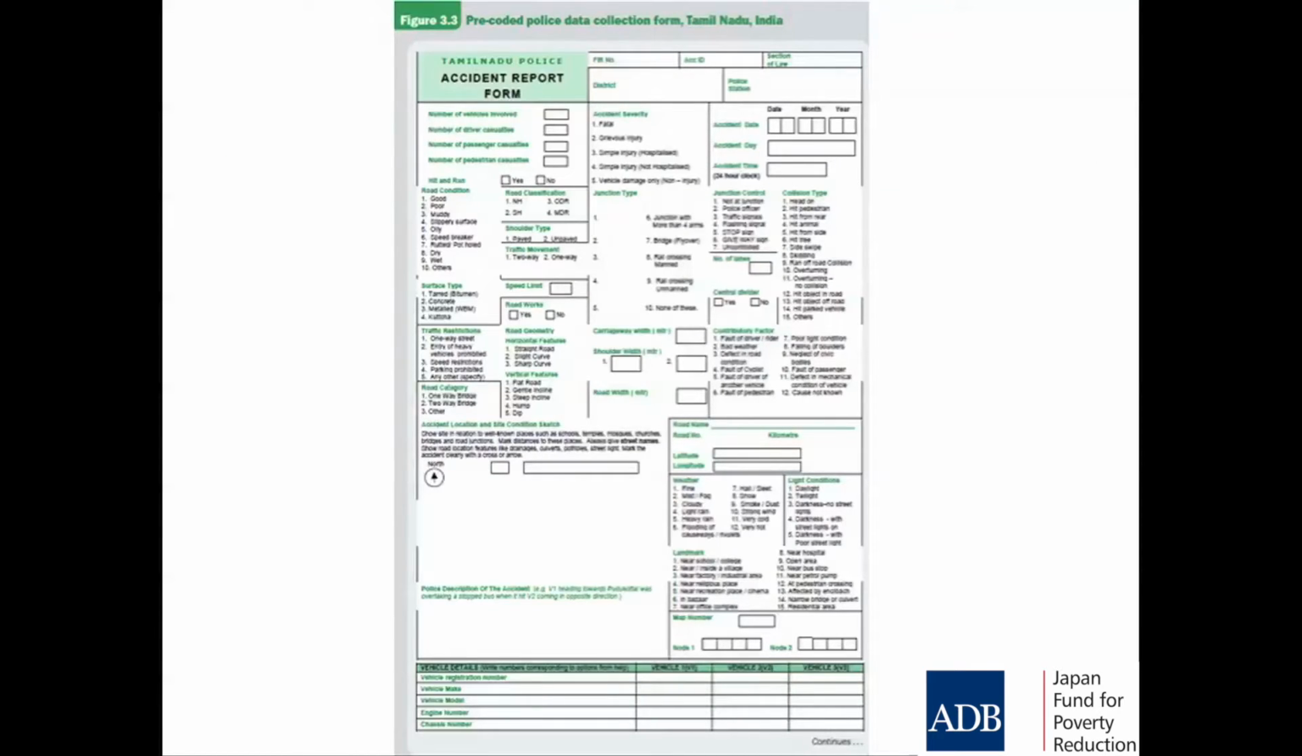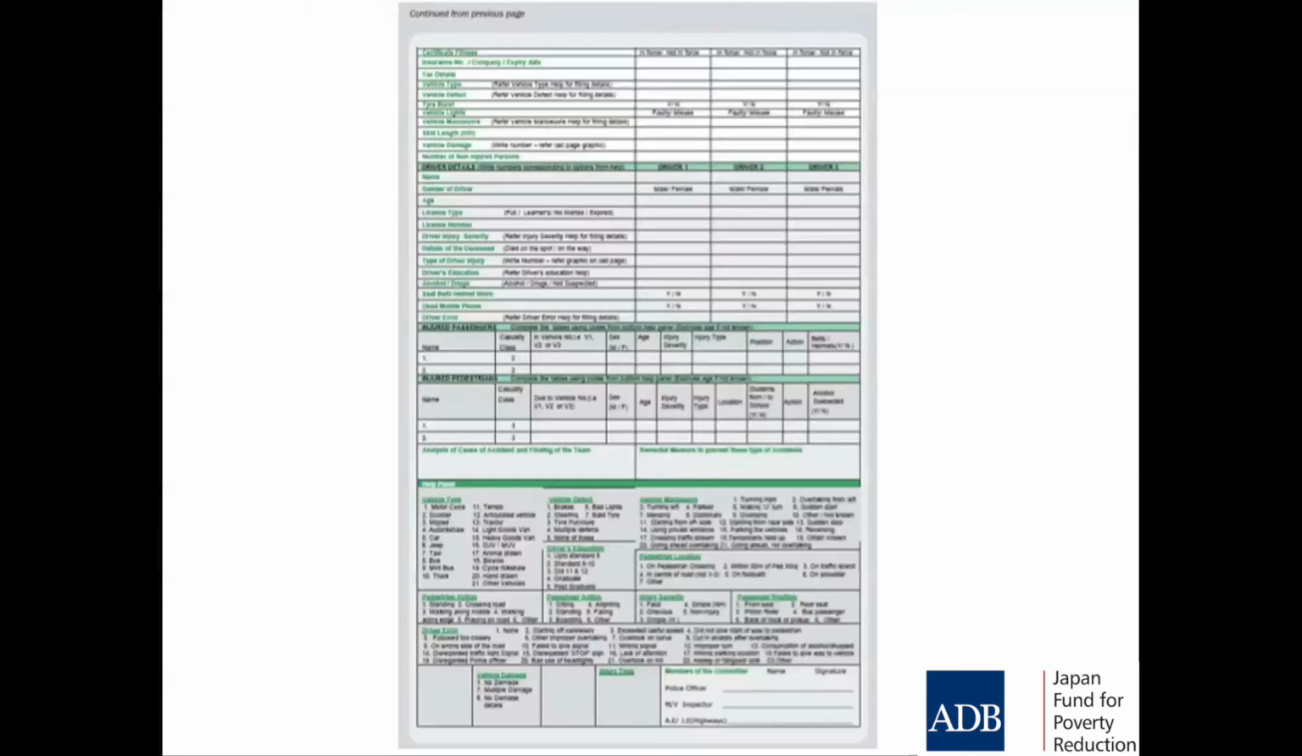An example. This example is in this manual. It comes from India. But it looks the same as many other forms as well. I won't go through every single question that is asked, but there is information usually at the start about location. Very useful is this area here where the police can draw a diagram of what has happened. That's also that police form. I'll move on from that.